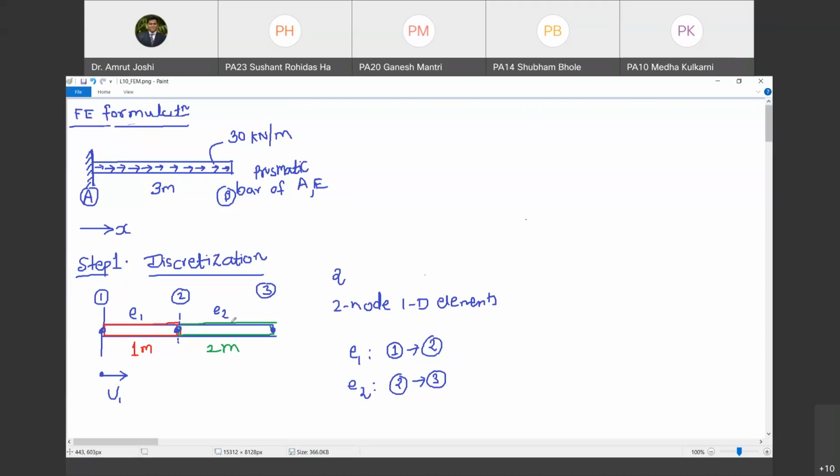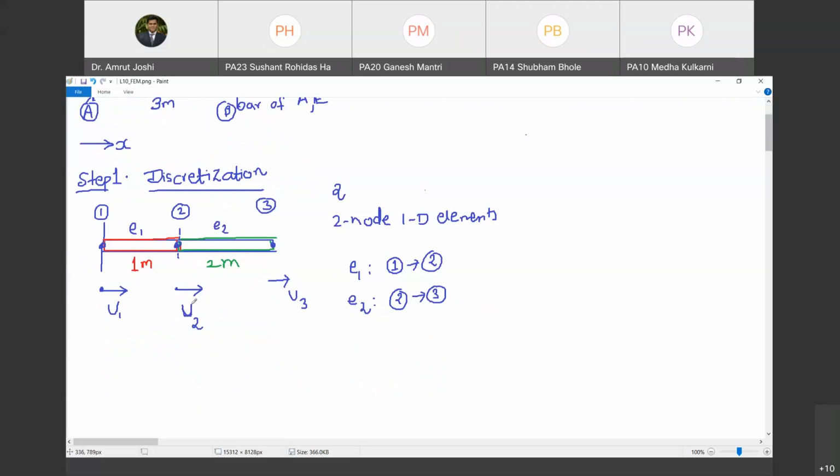This is E1, this is element 2. So I have discretized the continuum into two elements, E1 and E2. And I'm going to consider displacement in x direction only at the start and end of the element as unknowns. So therefore, I have U1, I have U2 here, and I have U3 here. Are you with me? Yes, sir.